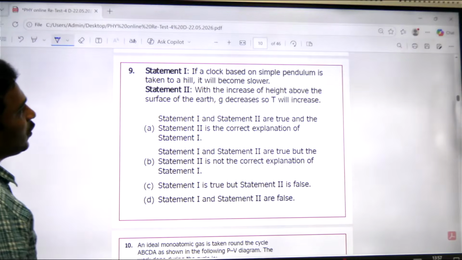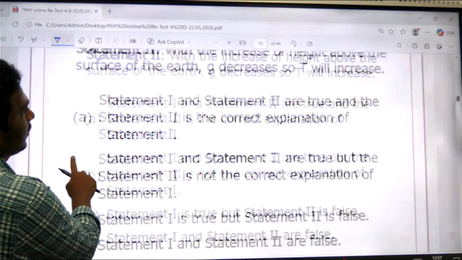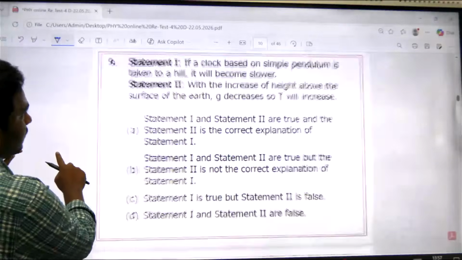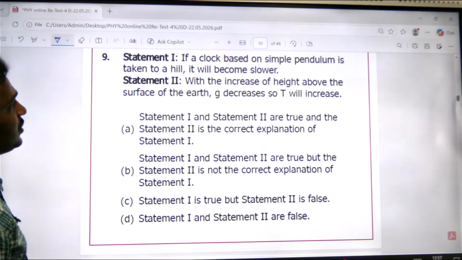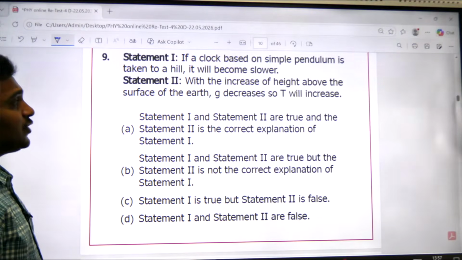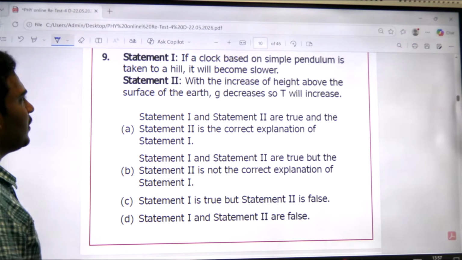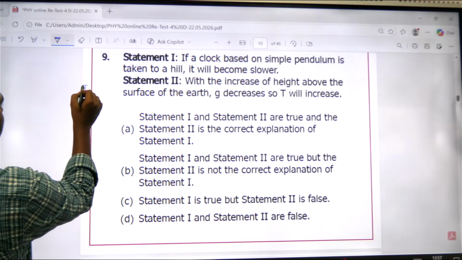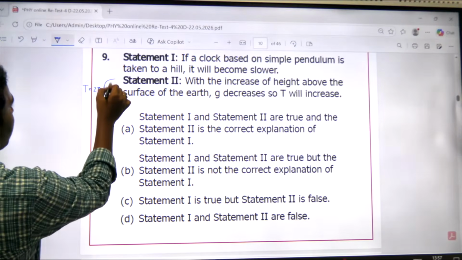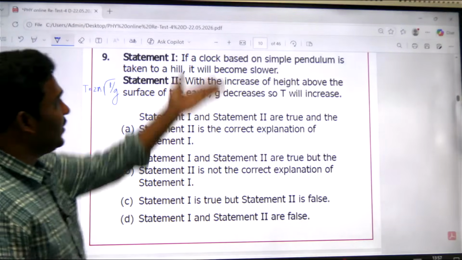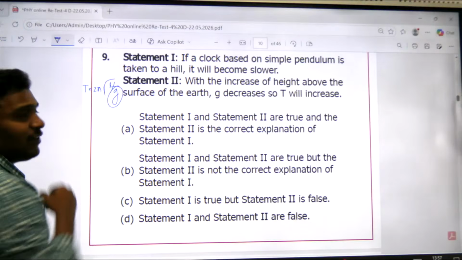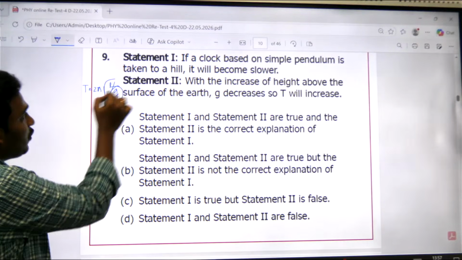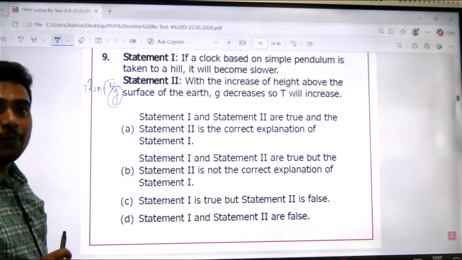question number 9. If a clock based on simple pendulum is taken to a hill, it will become slower. With the increase in height above the surface of the earth, g decreases, so T will increase. What do we know about the time period? The time period is equal to 2 pi into under root of L by g. As you are going to the heights, what happens? The net acceleration due to gravity will decrease. If this is decreasing, your denominator value is decreasing, so the time period of the pendulum will increase.